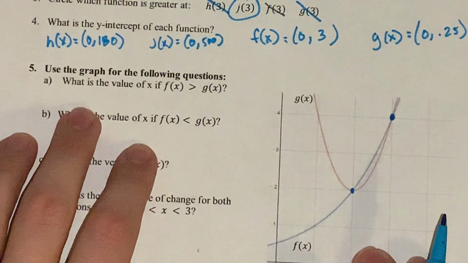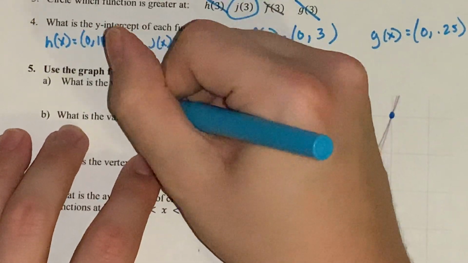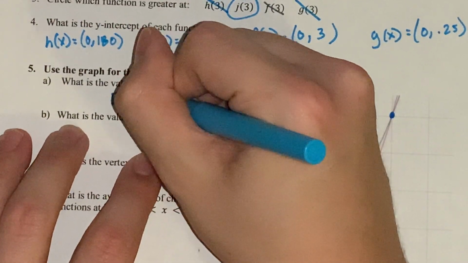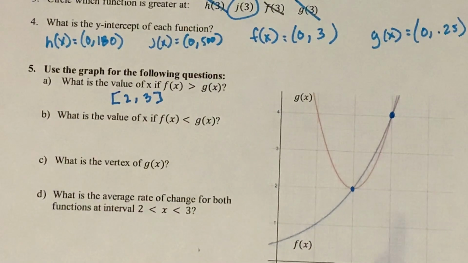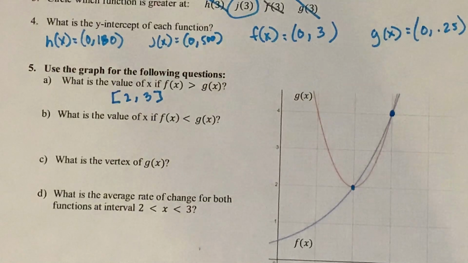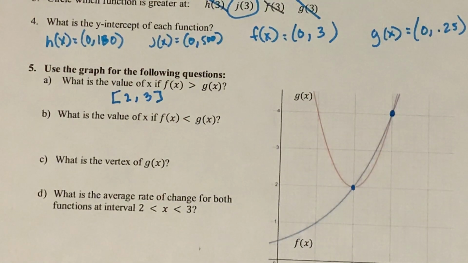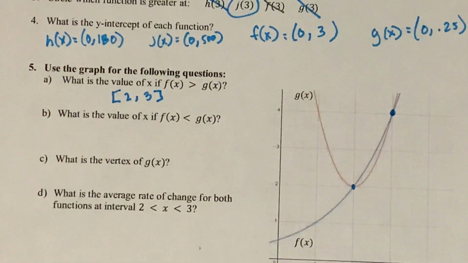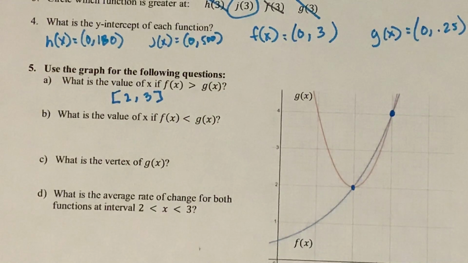So how would I write that in interval notation? I would write it as (2, 3). Remember, these brackets mean that it is an interval between two x coordinates. So it's not a point 2, 3. It is between where x is 2 and where x is 3, that this blue line is greater than the red line.